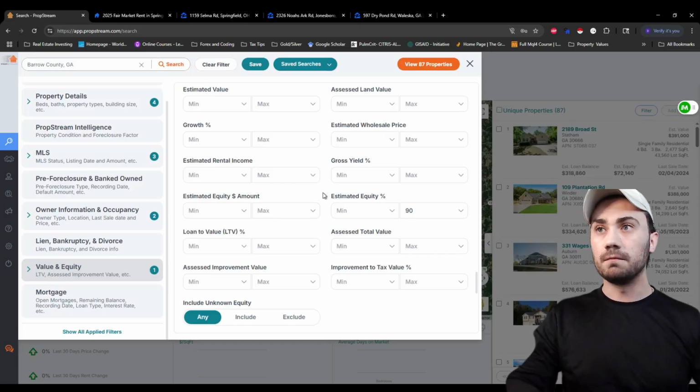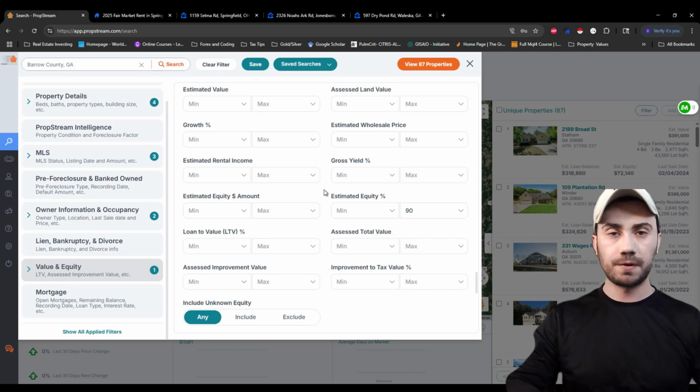So what that basically means is that anything that is 91% in equity or greater is going to be removed from this list here, and it's basically going to give me a greater likelihood that the property has a lien associated with the property, and that lien will then translate to a possible subject to transaction, depending on the interest rate, depending on the encumbrance amount. There's going to be other factors involved.